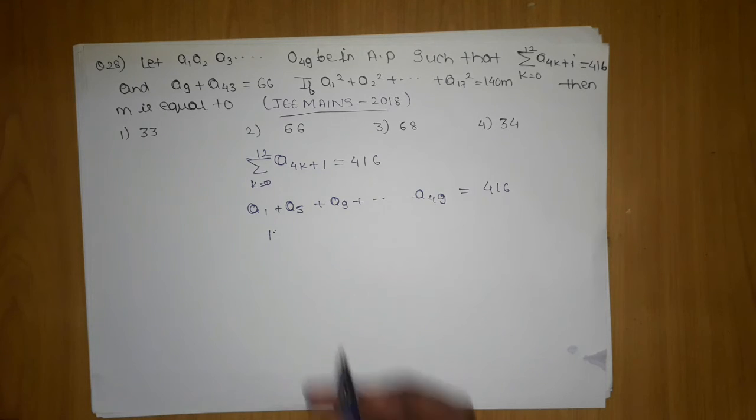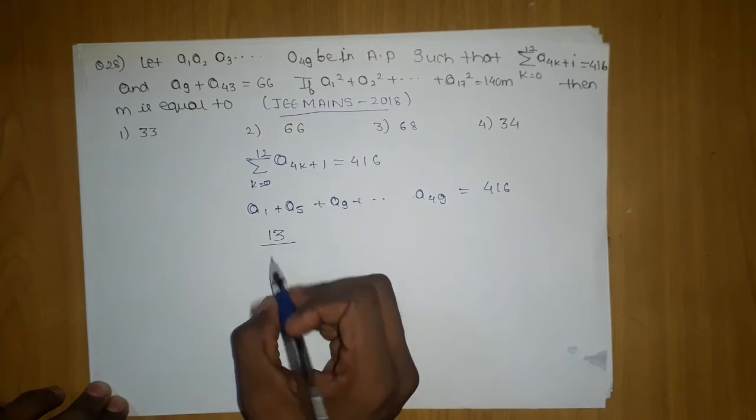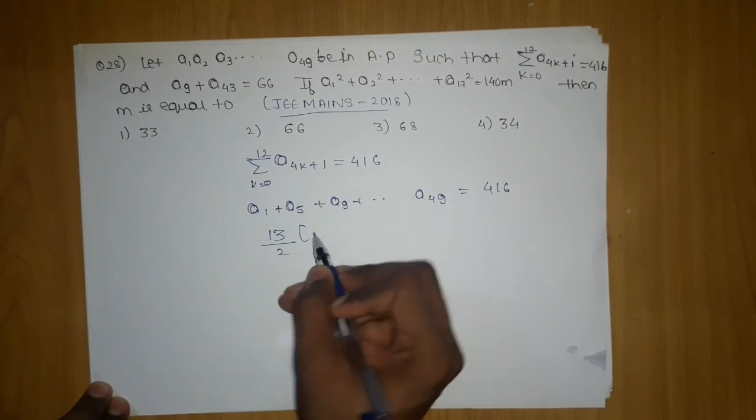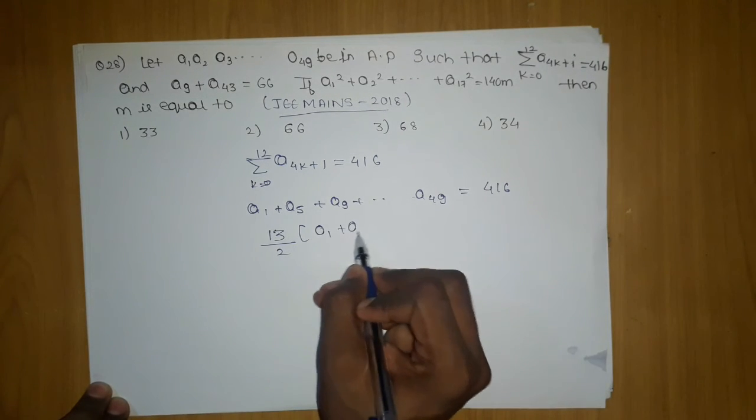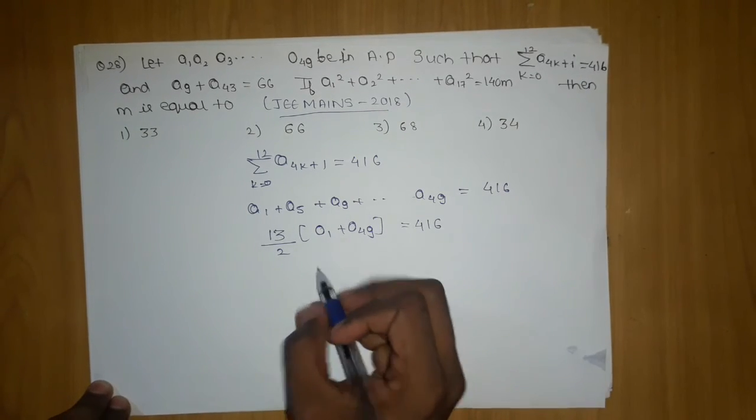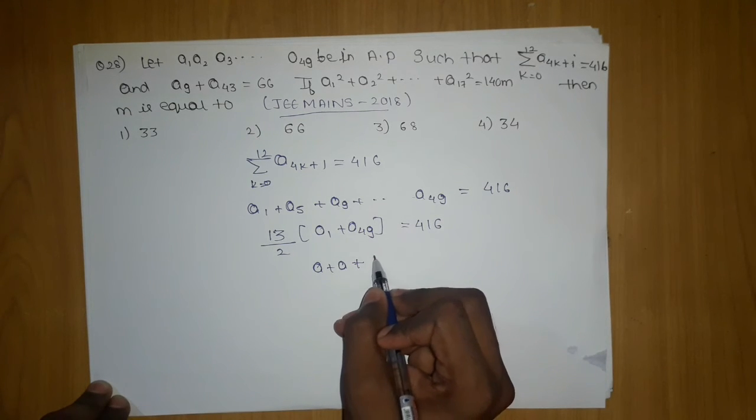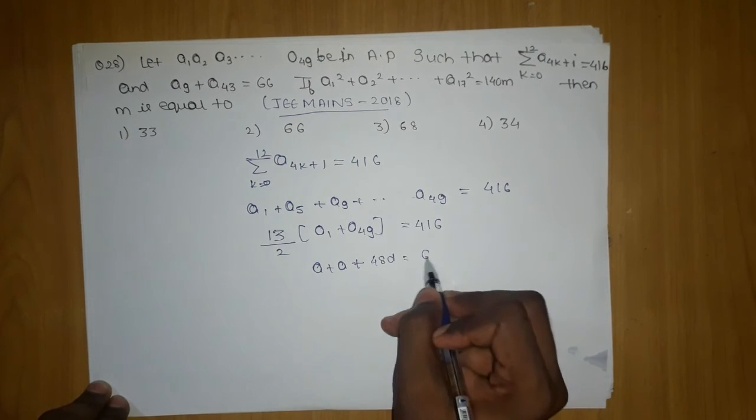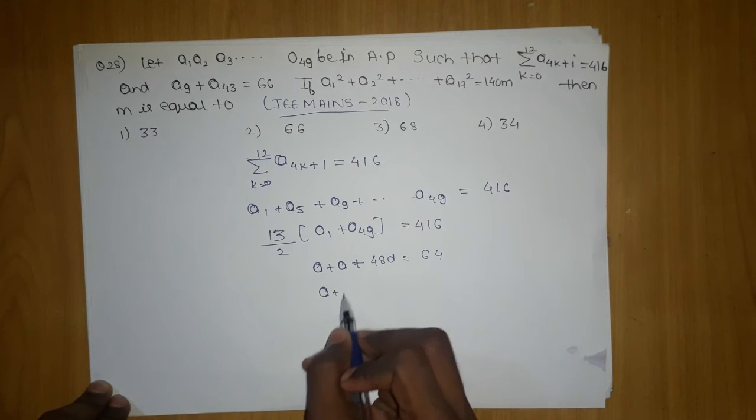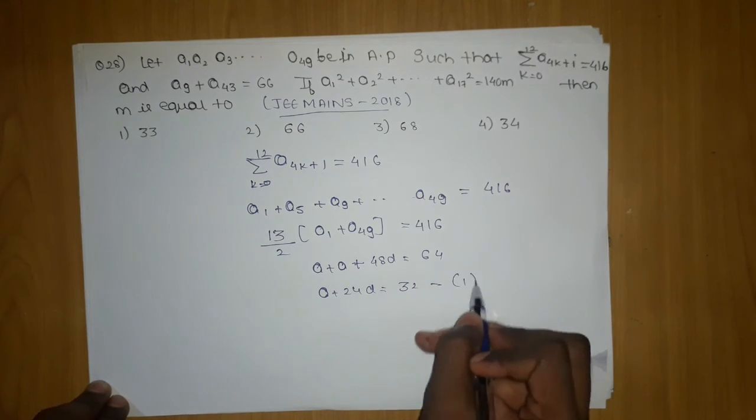So let's get the sum, and here how many terms are there? 13 terms, from 0 it is starting till 12. So 13 terms by 2. I know the first term A1, I know the last term, so I don't need to use the bigger formula. So what I am getting finally is A plus A plus 48D equals 64, giving me A plus 24D equals 32. This is my first equation.